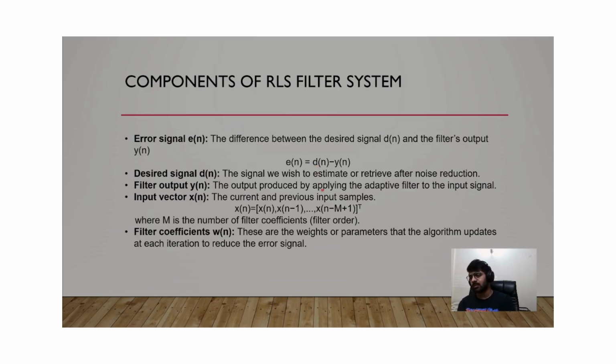Then we have filter output. This is the output produced by applying the adaptive filter to the input signal. Then we have input vector Xn. This includes our current and previous input samples, where this is the formula, where m is the number of filter coefficients. Then we have filter coefficients omega n. These are the weights or parameters that the algorithm updates at each iteration to reduce the error signal.